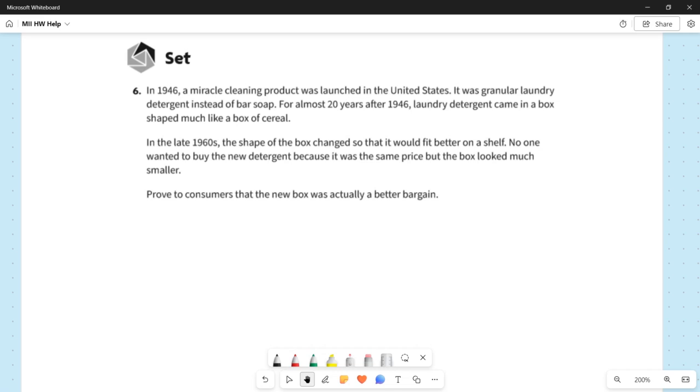Moving on to the set section. Question number 6, the directions say this. In 1946, a miracle cleaning product was launched in the United States. It was granular laundry detergent instead of bar soap. For almost 20 years after 1946, laundry detergent came in a box shaped much like a box of cereal. In the late 1960s, the shape of the box changed so that it would fit better on a shelf. No one wanted to buy the new detergent because it was the same price, but the box looked much smaller. Prove to consumers that the new box was actually a better bargain.